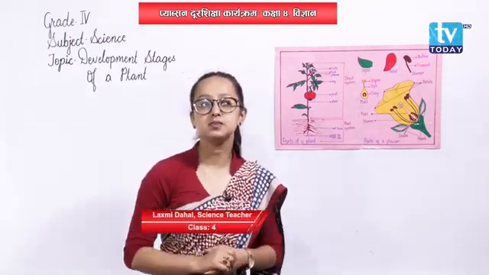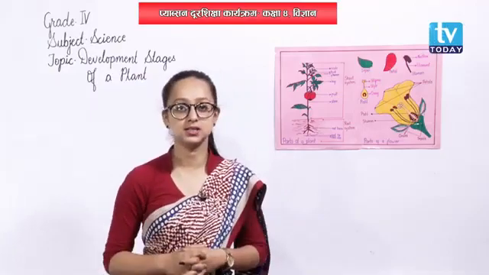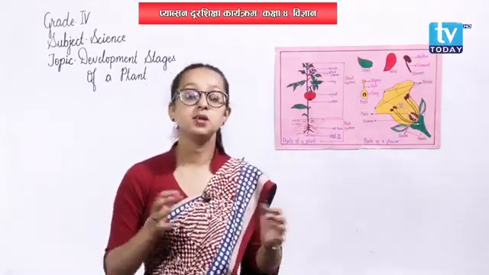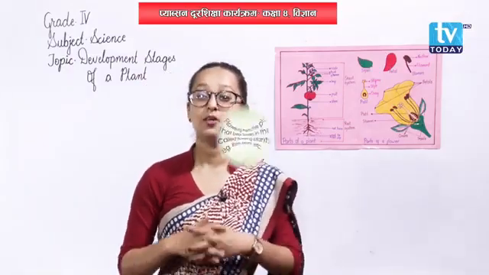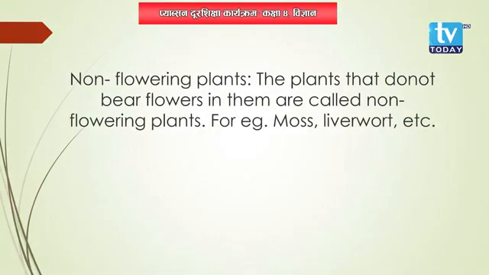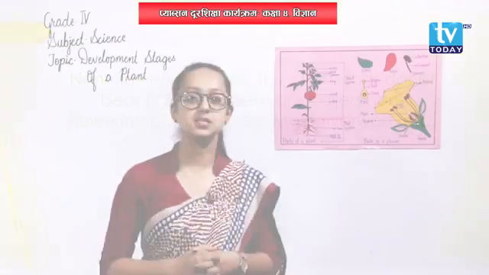We have seen different kinds of plants around us. Some of the plants are flowering, some of them are non-flowering. Flowering plants means the plants that bear flowers are called flowering plants, whereas non-flowering plants means the plants that do not bear flowers are called non-flowering plants.